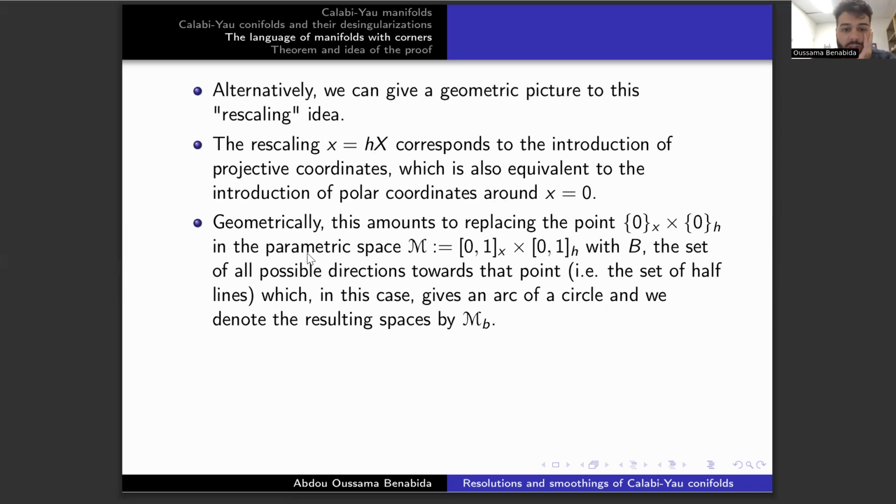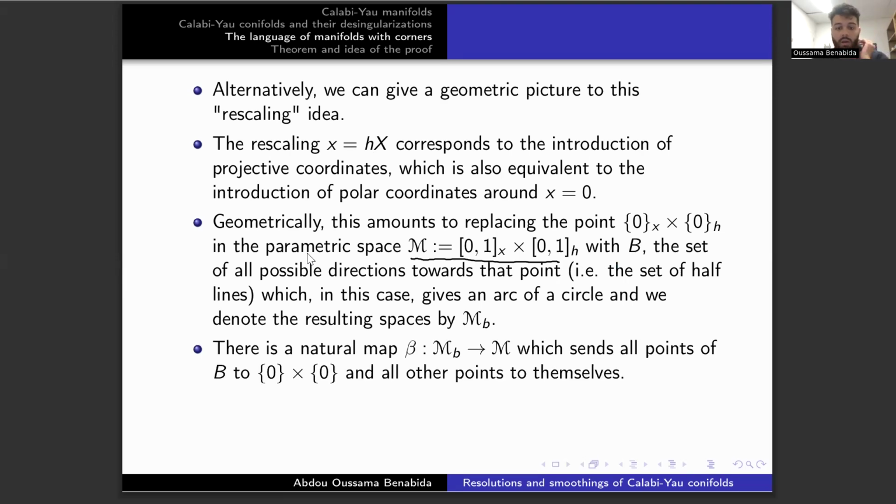So as I said, geometrically, this amounts to replacing the point (0, 0) in the parametric space with the set of all possible directions towards that point. So this is the set of half lines. In this case, it gives an arc of a circle. Again, there is a natural map between the two spaces. This is the new space, and there is a map beta, which is called the blow-down map.